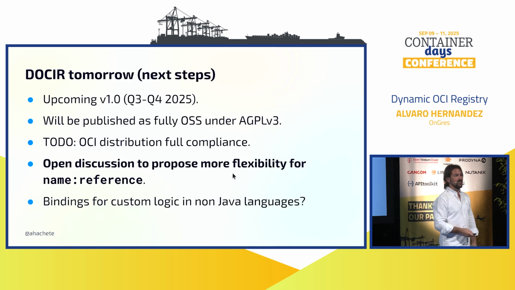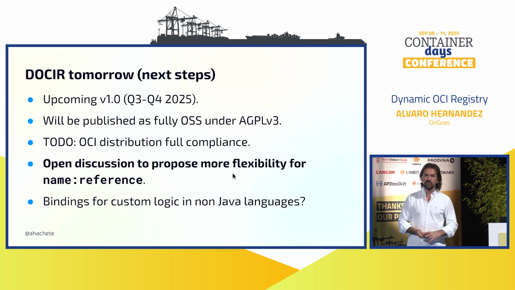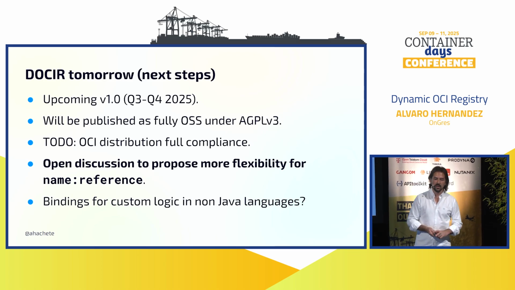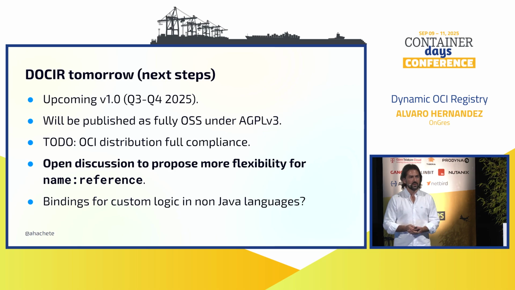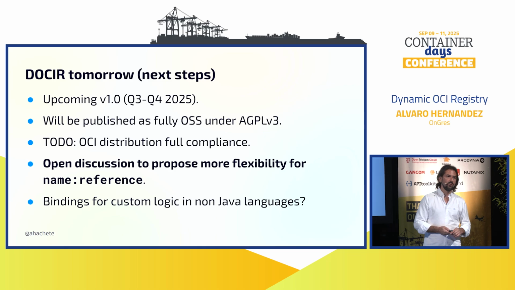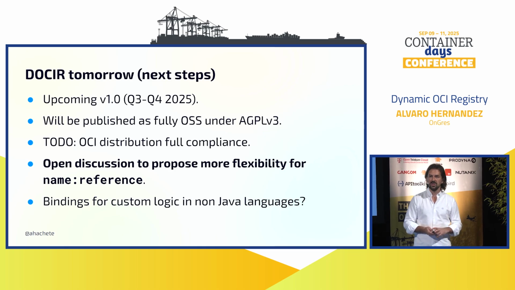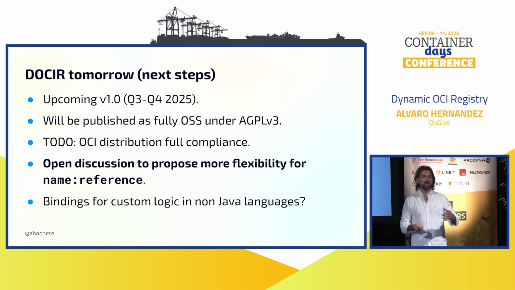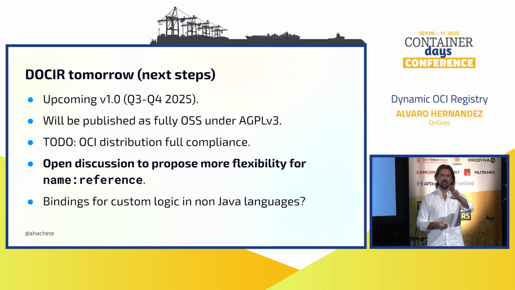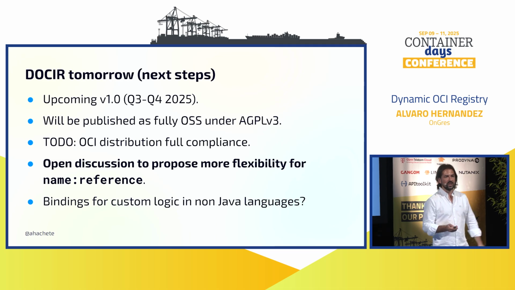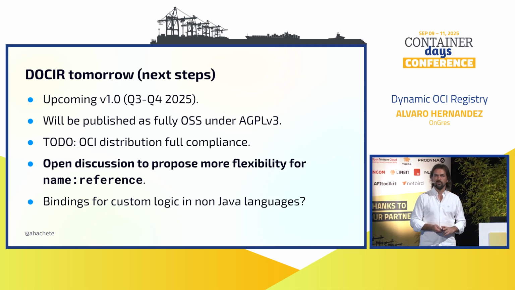And so what is going to happen tomorrow? It's going to be published as open source software under the AGPL version 3 license. It's months or weeks away from happening. After that, we aim for full OCI distribution compliance. It's not there yet, but not far. And from here, there's a lot of discussion. We would like to talk with the community to see if the name and reference part of the spec can be somehow augmented, because they're a little bit limiting for these particular use cases as of now. And of course, potentially support bindings for other non-Java languages.